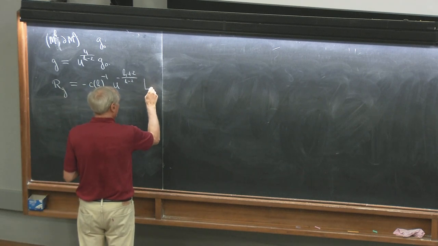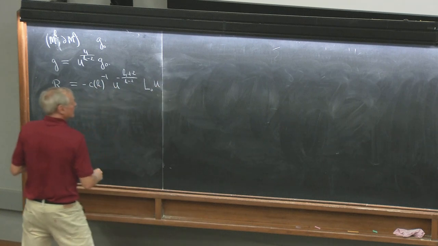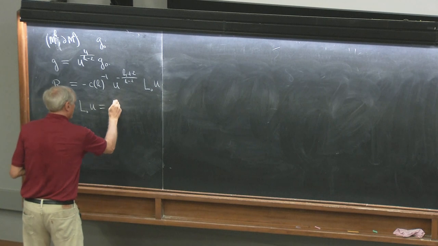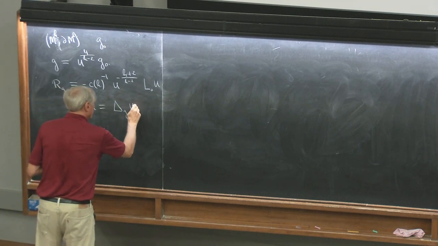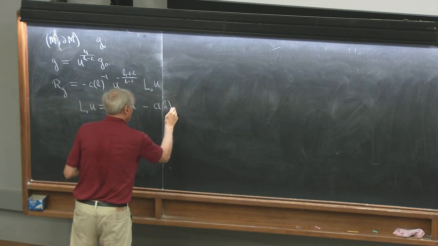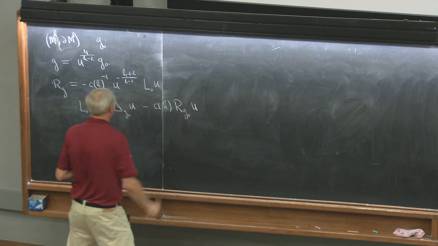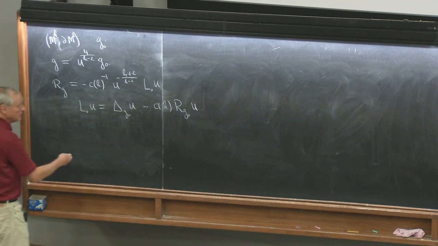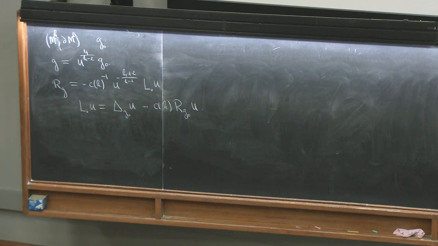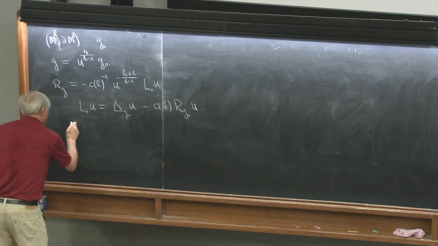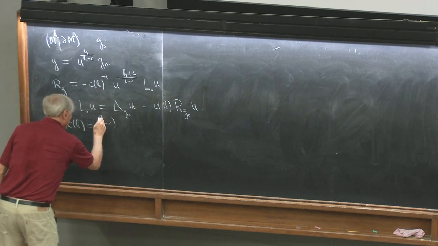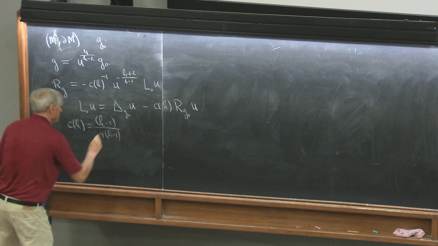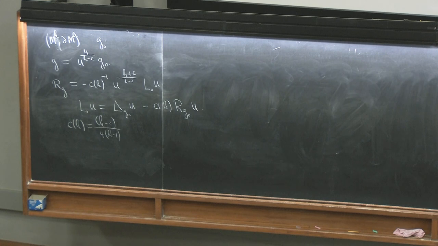And then there's a linear operator, so let's call it L naught of u. And this linear operator L naught of u is the Laplacian with respect to g naught of u, minus the same constant c of k times the scalar curvature of g naught times u. So L naught is just a linear operator on M, and it's simply the Laplacian plus a zero order term. The zero order term is the background scalar curvature times a constant. And this constant c of k, which is the one I used before, is k minus 2 over 4 times k minus 1.